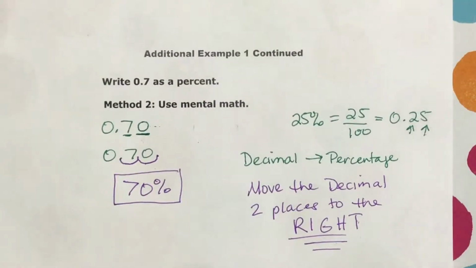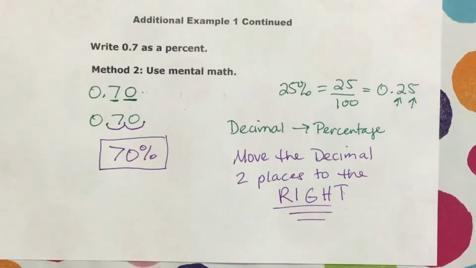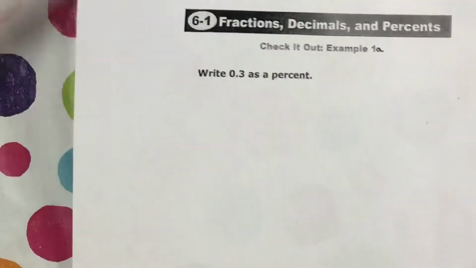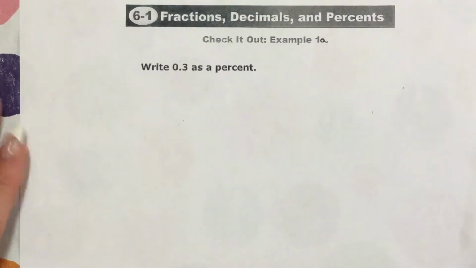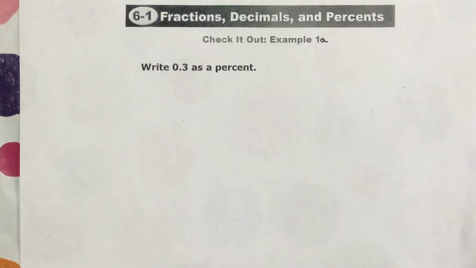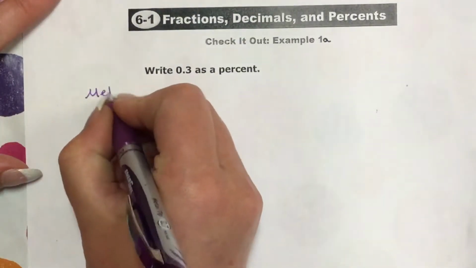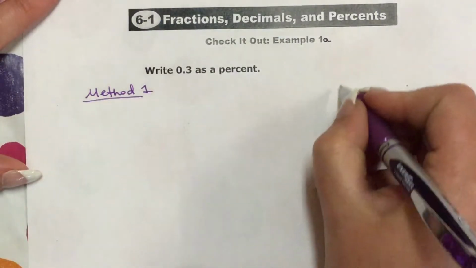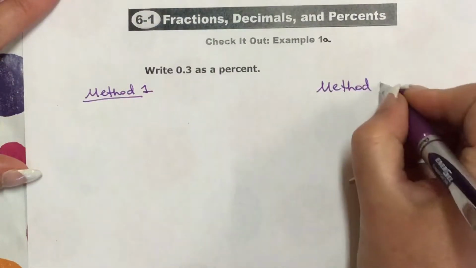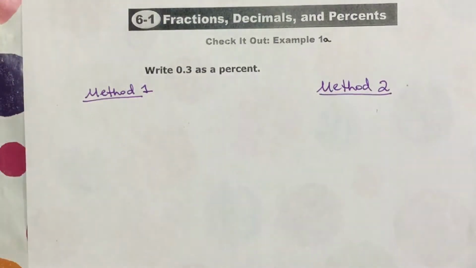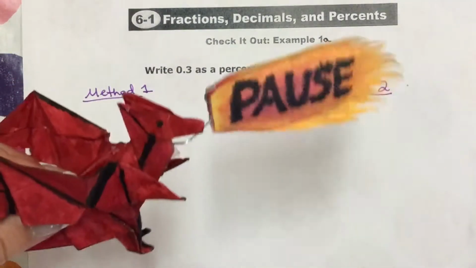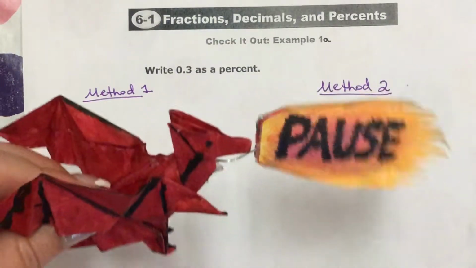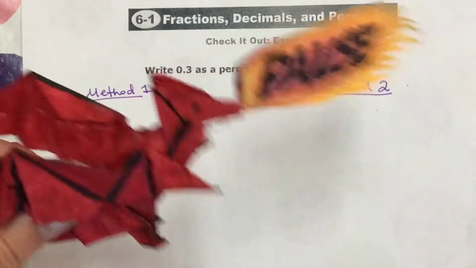Okay, let's go ahead and try this on another example. Check it out, example 1A. We have 0.3. So I want you to do this problem with both methods, method 1 and method 2. Go ahead and check it out. When you get done with 1A, we're going to come back and check and see how you did. So go ahead and pause. When you get done with method 1 and method 2, go ahead and press play and we'll go over your results. Okay, see you in a bit.